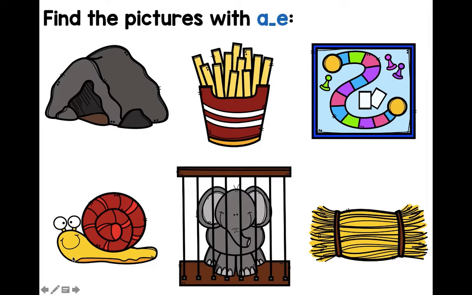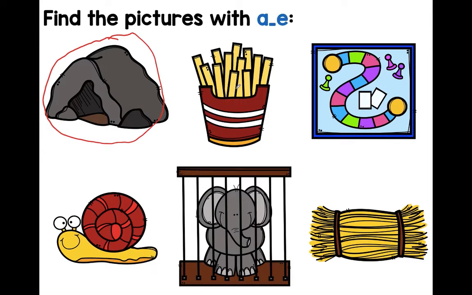And now find the pictures with a blank E, and then we can circle them. So I'm going to go ahead and try this again. I had trouble last week. Find the picture with a blank E. So this is a picture of cave. Thumbs up, yes. Thumbs down, no. This would be a yes. So I'm going to circle it.